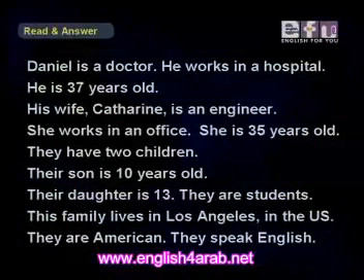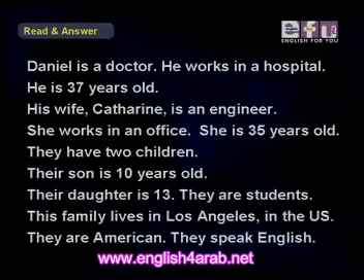Daniel is a doctor. He works in a hospital. He is 37 years old. His wife, Catherine, is an engineer. She works in an office. She is 35 years old. They have 2 children. Their son is 10 years old. Their daughter is 13. They are students. This family lives in Los Angeles, in the U.S. They are American. They speak English.